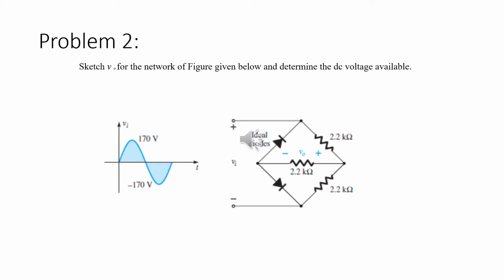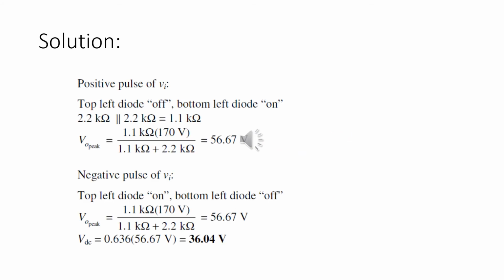So let's start solving this problem. During the positive pulse of Vi, the top left diode is off and the bottom left diode is on. So again we have two resistances in parallel. The parallel combination gives us 1.1 kilo ohms, and the output peak voltage will be divided between 1.1 kilo ohms and 2.2 kilo ohms. So this gives us an output voltage of 56.67 volts.